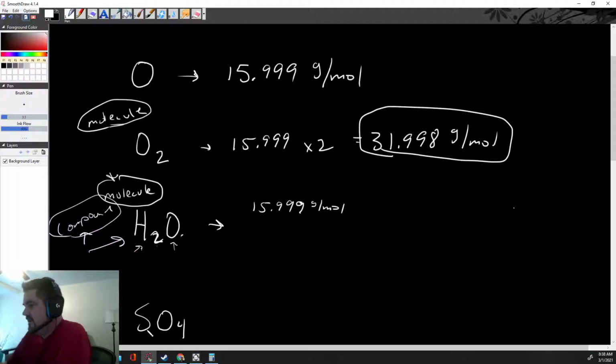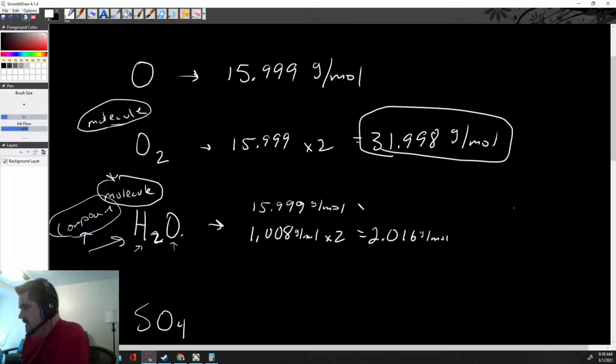So I think you guys are getting how this goes. 1.008 grams per mole, but there's times 2. So that's going to be 2.016. If you just multiply by 2, you'll get this, grams per mole. And we have to add this one and this together. This is the one oxygen, this is the two hydrogens, and add them together.